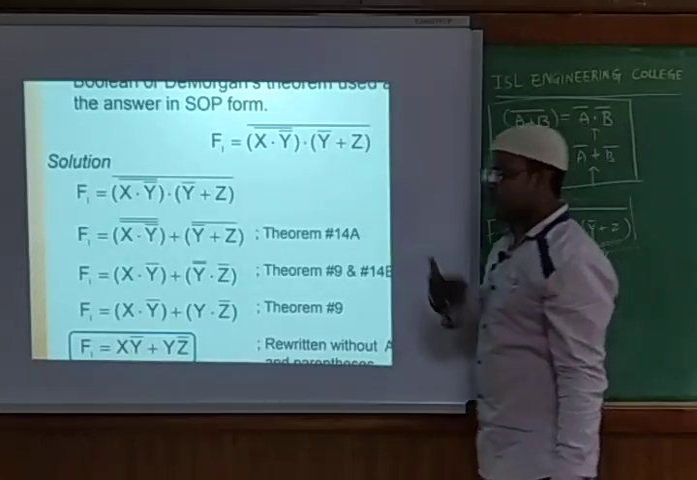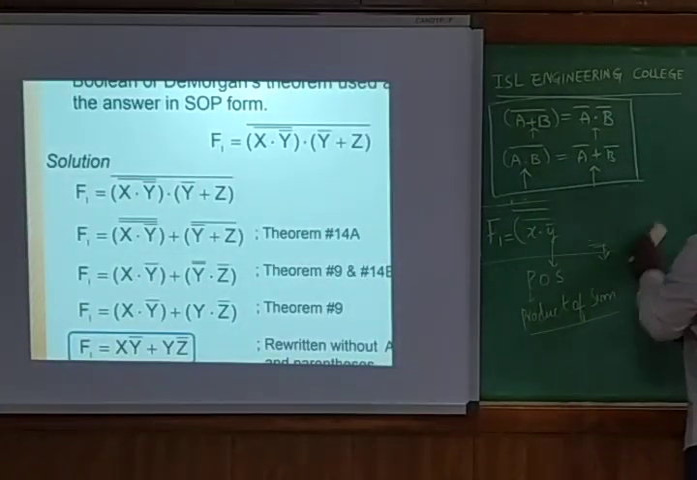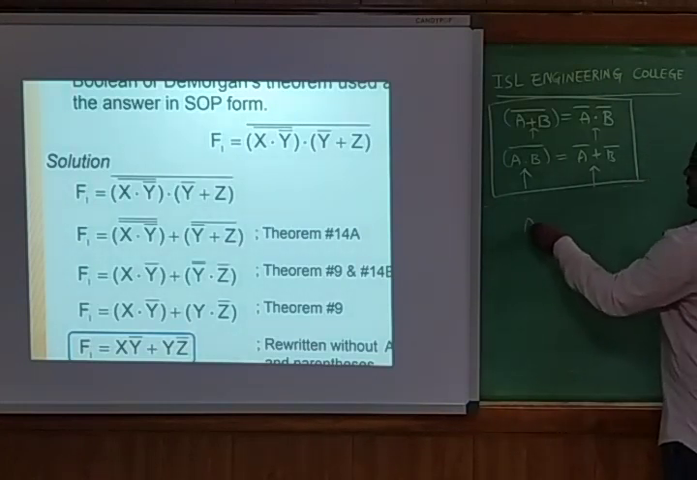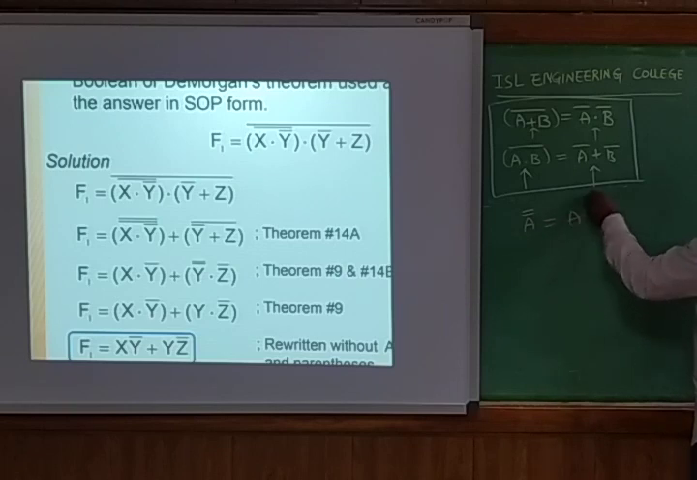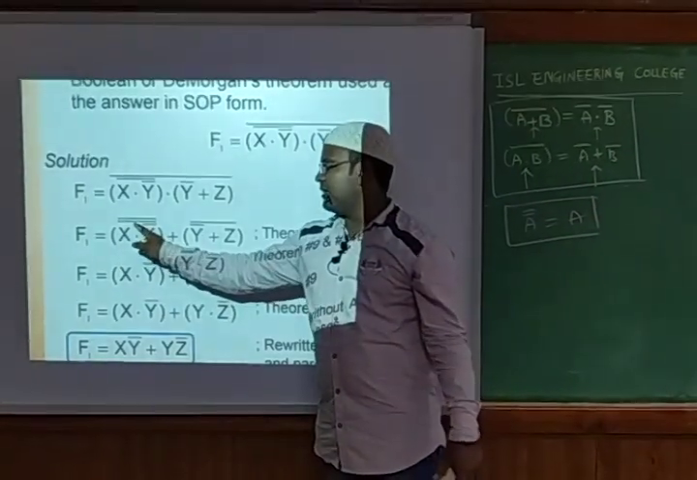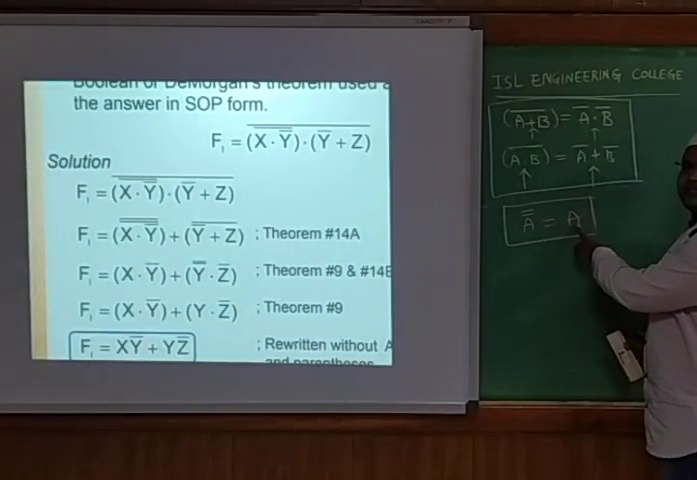Likewise, further you can apply the Boolean expression law. What is the statement of that law? If you have a double complement, we can write it as a. That is another way: a double complement I can write as a. So for that, I write this as it is, x dot y. See, x double complement, what can I write? I can write x.